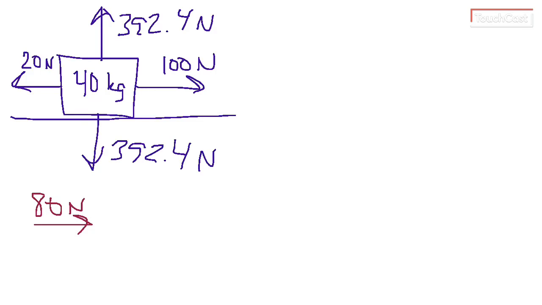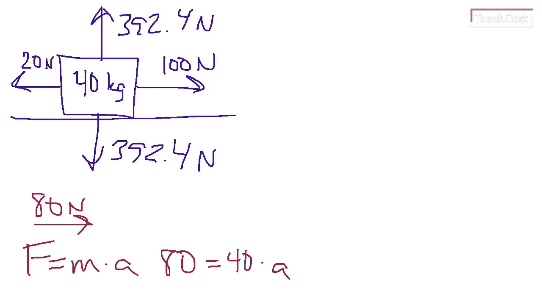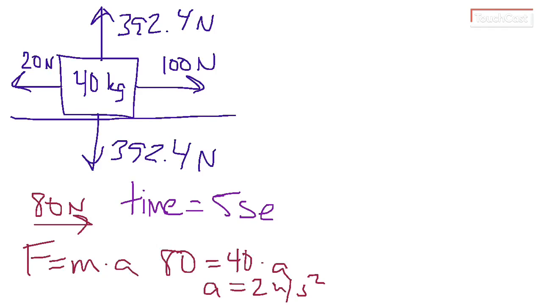With that information, I can now solve for its acceleration. I do F equals ma, force is 80, mass is 40, and I can solve for a. The acceleration of my object is 2 meters per second squared. Now, if I want you to get to kinetic energy, I have to give you one more piece of information, which is time. How much time was that force applied? In this scenario, let's say it was applied for 5 seconds.